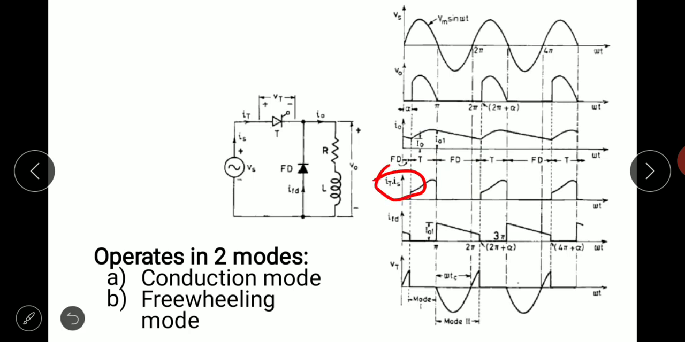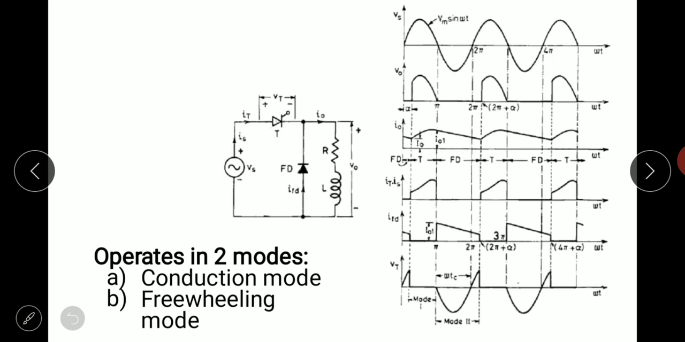This is the supply current. Now the supply current is the same as the thyristor current. We know that the thyristor current is 0 when the diode is conducting. So in this freewheeling diode region, there will be no SCR current. And the SCR current will be the same as the I0 current when it is in conduction. When the SCR is conducting, the load current will be the same as the thyristor current or supply current, and when the diode is conducting, the supply current and the thyristor current will become 0. IT or IS, both are the same.